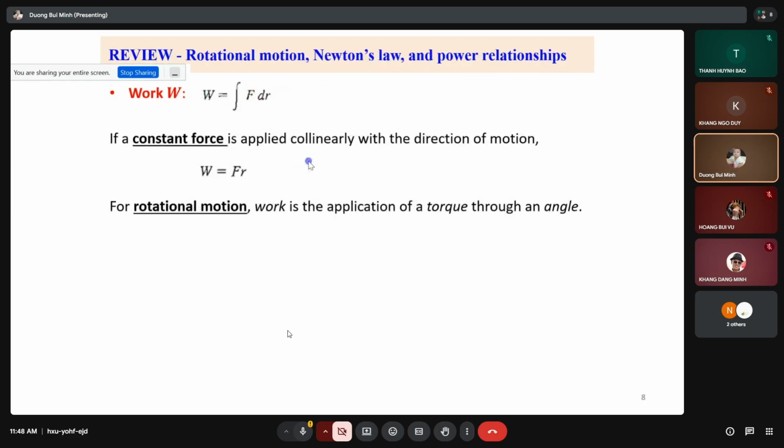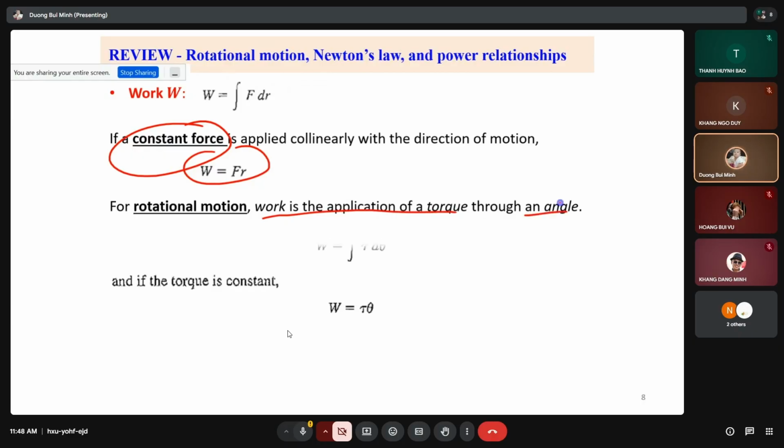Okay, next. Work. For our lectures 5 part 1, we already know how to calculate work, right? The work is F dot R, if we have constant force. And if force is not constant, force is random, we need to use iteration, right? Iteration.